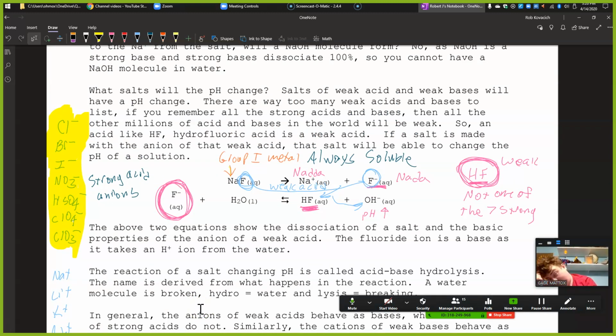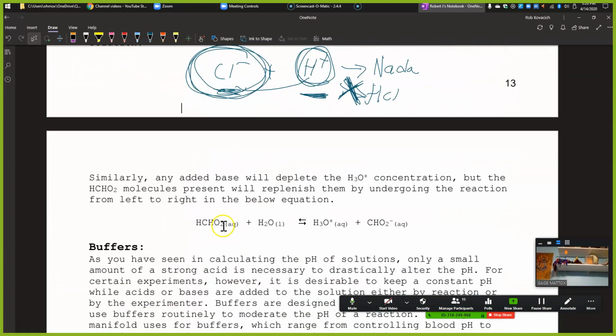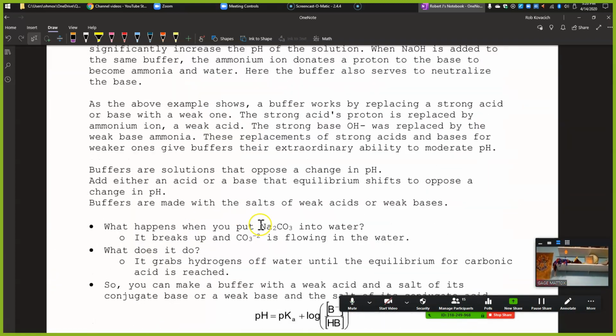Br, those ones there in yellow: Br, I, nitrate, hydrogen sulfate, perchlorate, and chlorate. None of those can buffer because they don't let anything attach to them. Okay.